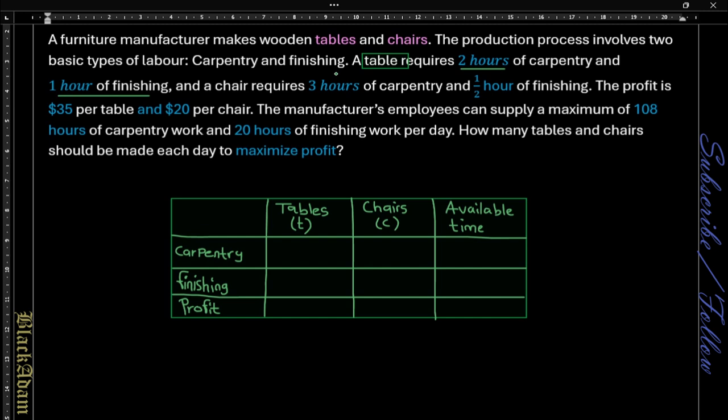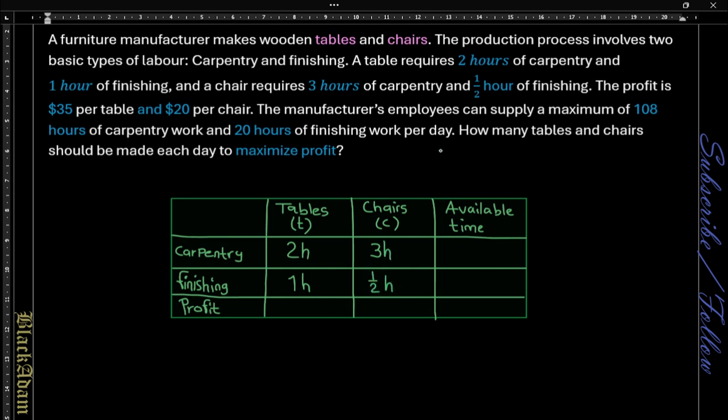So tables: 2 hours for carpentry and 1 hour for finishing. So we have 2 hours for the table and then 1 hour finishing for the table. Chairs: we have 3 hours for carpentry and then half an hour for finishing. So it's 3 hours and then half an hour.